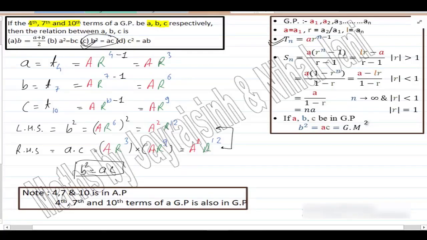In this question, you should note that 4, 7 and 10 are in AP. Then the 4th, 7th and 10th terms, which are A, B and C respectively, will also be in GP. So it will satisfy the condition of GP, which is B square is equal to AC. So remember this result for future use.